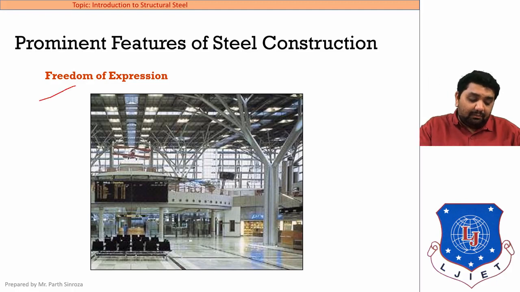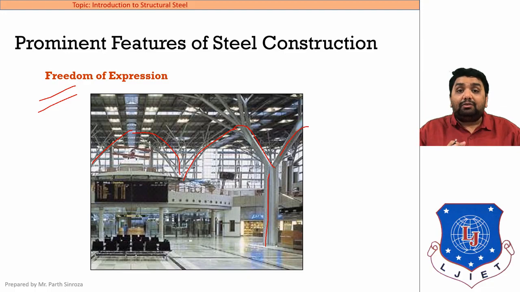The first one is freedom of expression. That means it can be constructed in any form or any amount or any size. There is no restriction regarding this. As you can see here, the shapes are given as you like. So the RCC has a fixed frame structure, that you need to compulsorily provide orthogonal shapes or some inclined shapes. But regarding steel, there is no rigidity regarding this. It is flexible in nature. You can provide any shape or size you want.